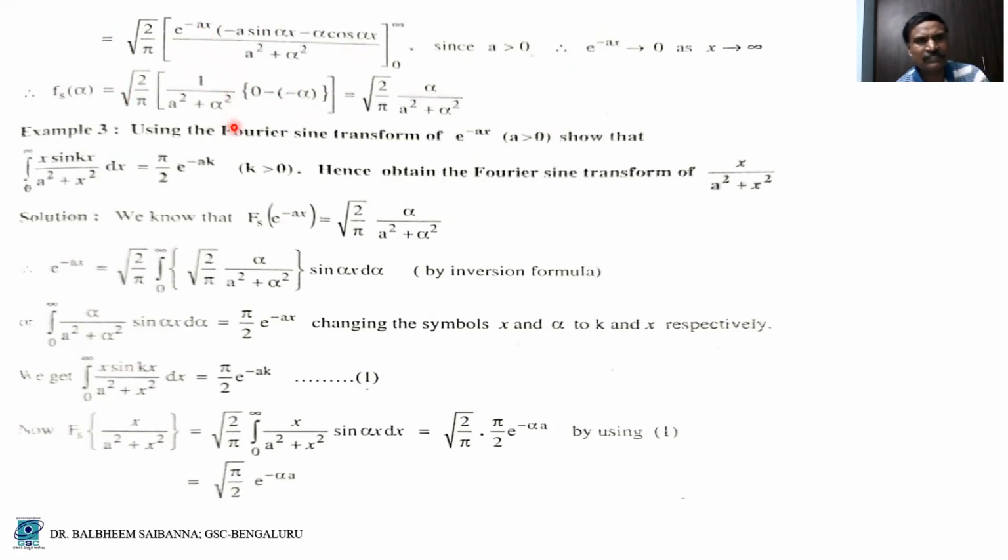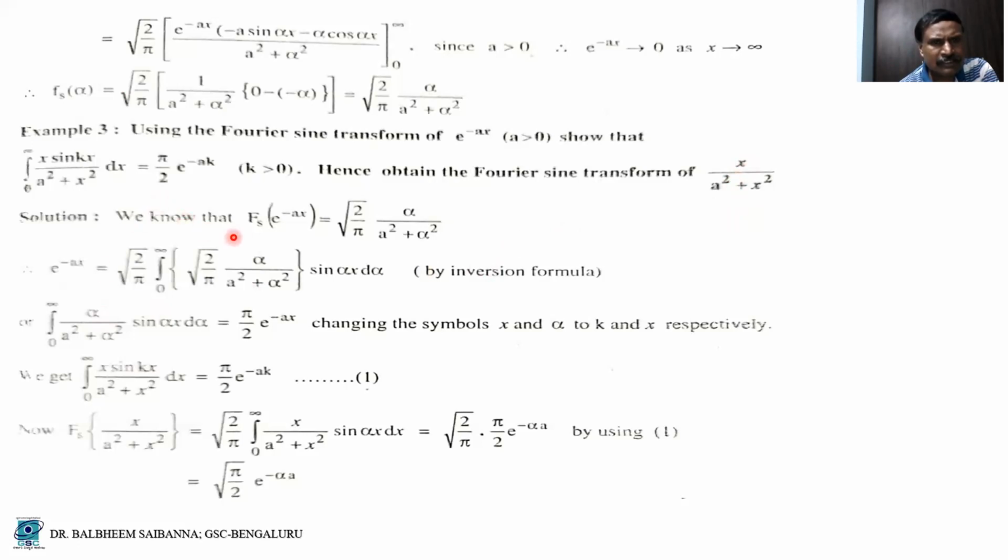Okay, let it be with this one. One more example is there. Go to example 1. Using the Fourier sine transformation of e to the power of minus ax, a greater than 0, show that integral 0 to infinity x sin kx divided by a square plus x square dx is equal to pi by 2 e to the power of minus ak, k greater than 0. Hence, obtain the Fourier sine transformation of x divided by a square plus x square.